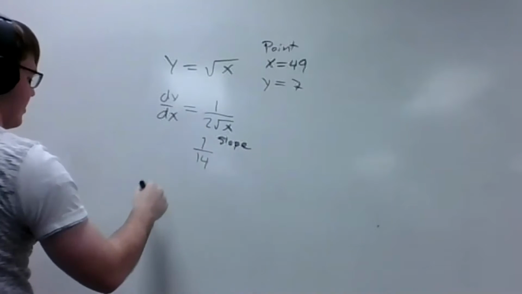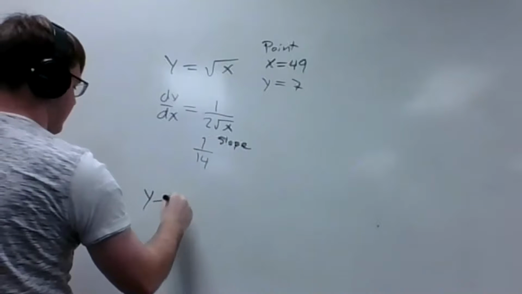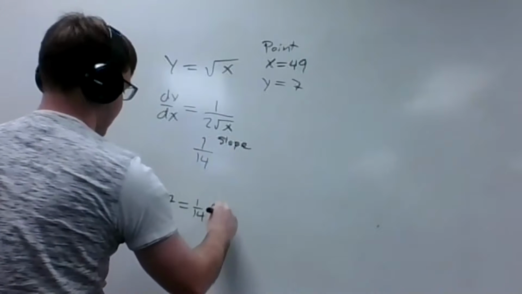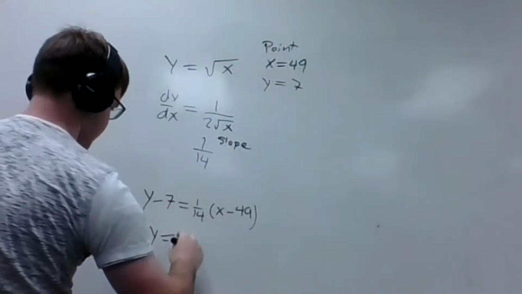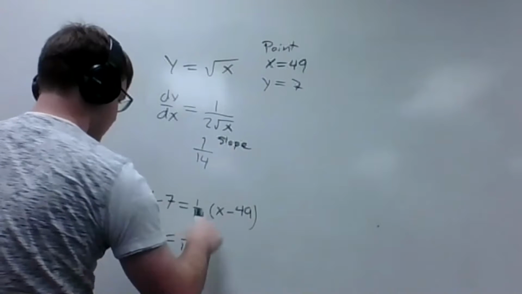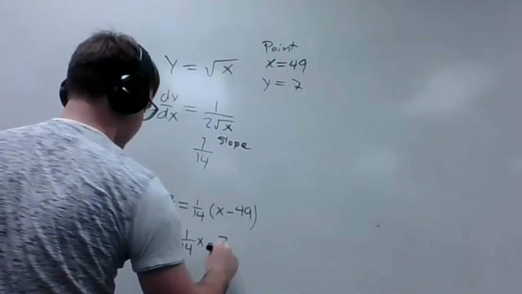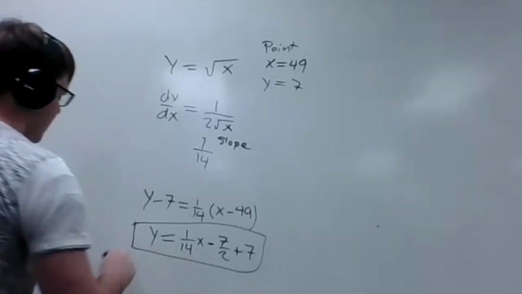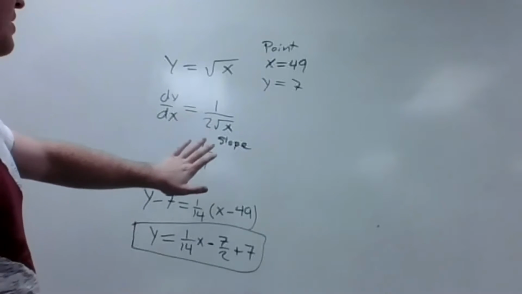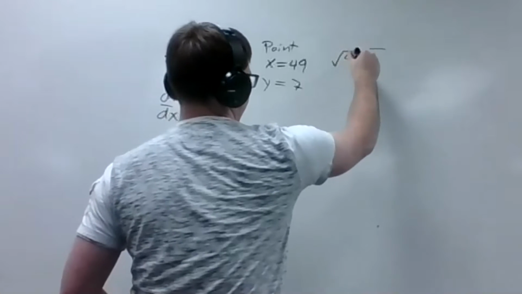So this is our point, and this is the slope. Now we can use the point slope formula. So y minus 7 equals 1 over 14 times x minus 49. That would be y equals 1 over 14 x minus 7 halves plus 7. So that could be our equation. This would be finding the tangent line. What a linearization problem will say is to use a linearization to approximate what the square root of 49.01 is equal to.